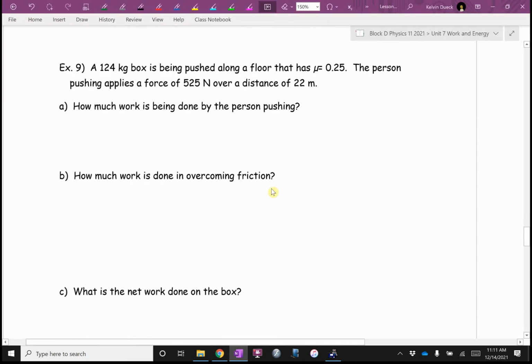Example 9, a box is being pushed along a floor that has a mu of 0.25. The fact that they gave me a coefficient of friction, I'm already thinking this might be a job for a free body diagram. I don't know. I'm going to keep reading. The person pushing applies a force of 525 newtons over a distance of 22 meters. Okay. Marcus, what's A asking me to find?